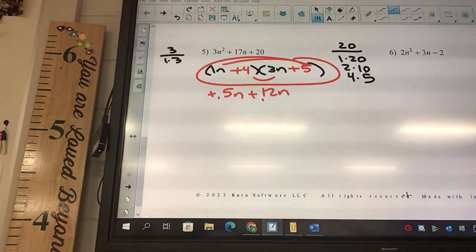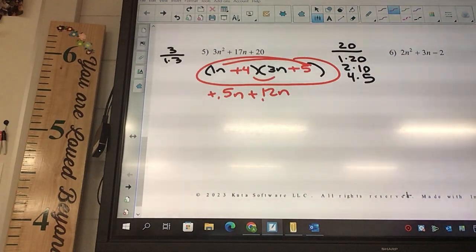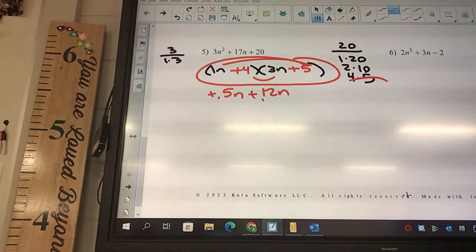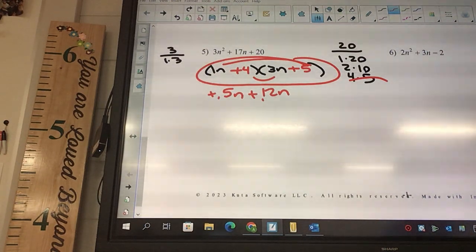Okay, if 4 and then 5 did not work, what should be your next automatic option? 5 then 4. Okay, then if that didn't work, then you can go through and cross that off. Okay, then what's your next option? Whatever you pick. Okay.